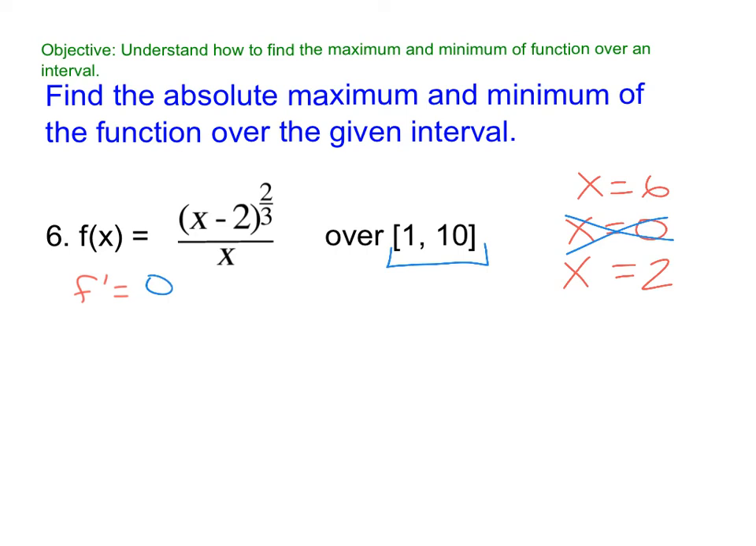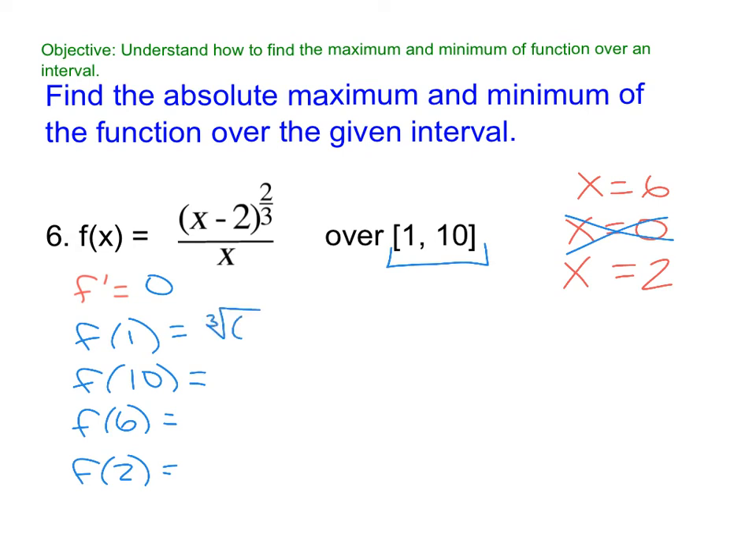All right, so now we're going to find f of 1, the endpoints, and then the critical numbers, f of 6 and f of 2. So plug those in. Do not use a calculator. We want to try to figure these out without a calculator. So the top one, we get 1 on the bottom, the cubed root of negative 1 squared, so we just get 1. 10 on the bottom, the cubed root of 8 squared. The cubed root of 8 is 2. 2 squared over 10, that's 4 over 10.